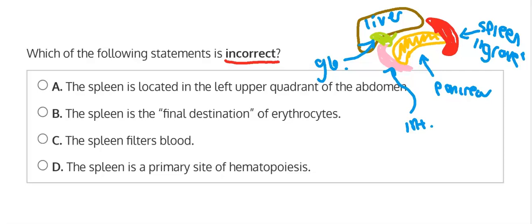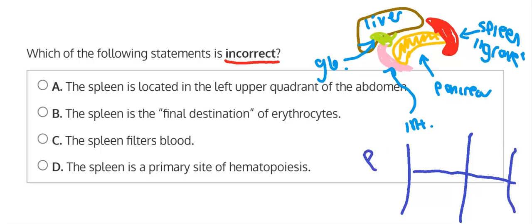So option A is saying the spleen is located in the left upper quadrant of the abdomen. So let's just draw a quick little diagram. Anytime you have any abdominal questions that talk about location, draw a little quadrant for yourself to help you remember where certain key organs are located so you can answer these questions. This is not going to be a comprehensive list, but just so you have an idea, and just as a reminder, this is our right and this is the left because we're looking at it from the patient's perspective.